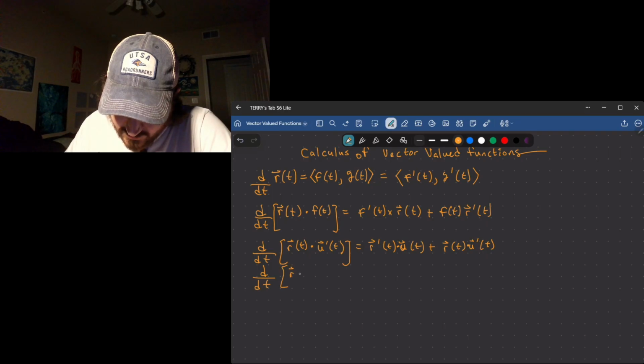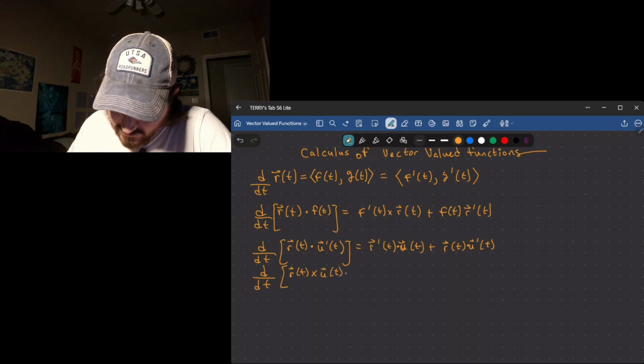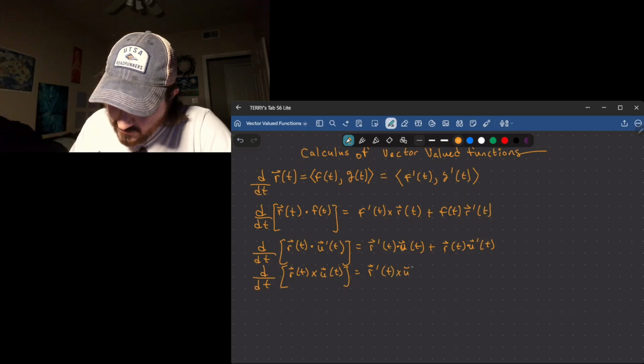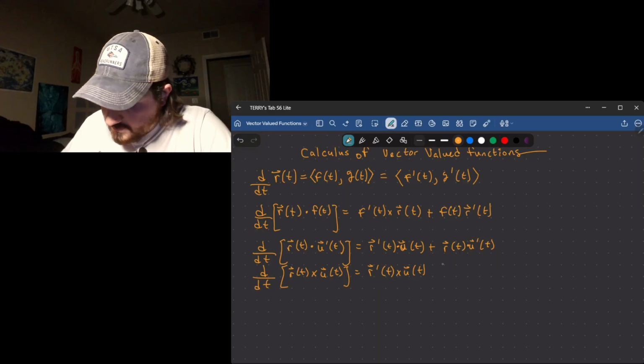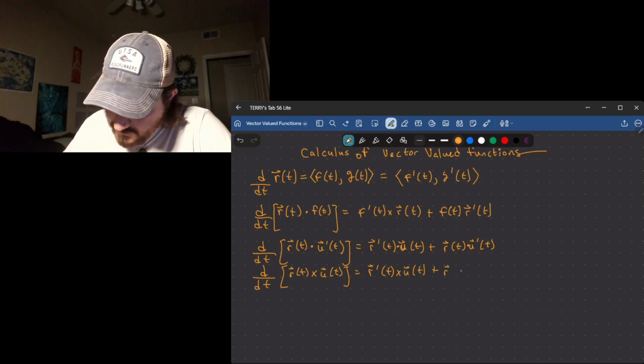Okay, so we got a vector valued function r of t, and then we're going to cross product that with a vector valued function u of t. And I think you know exactly what's going to happen here. We are in fact going to get r prime of t cross u of t plus r of t cross u prime of t.